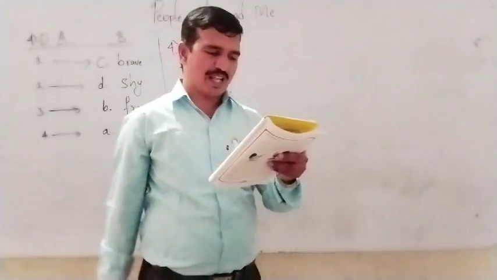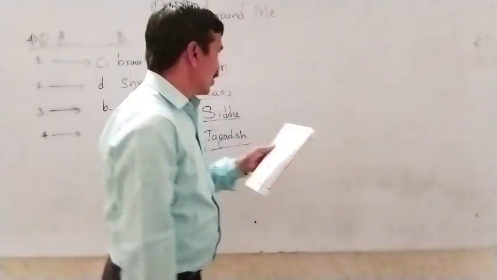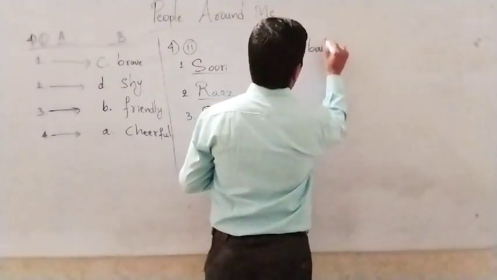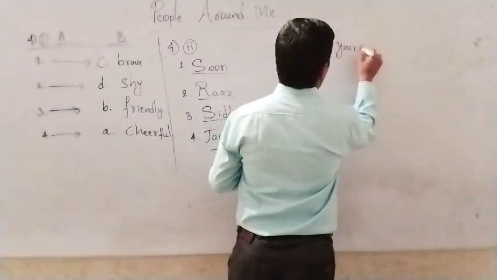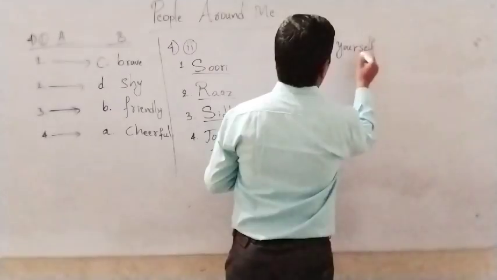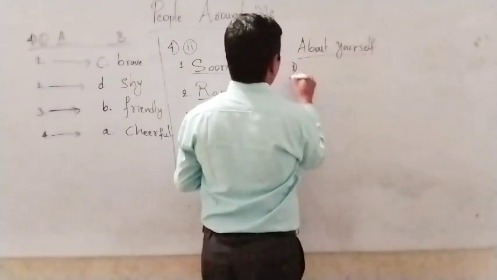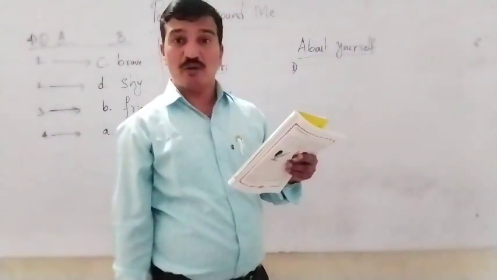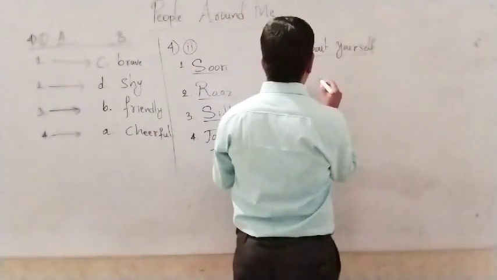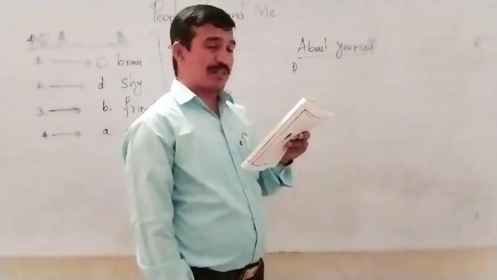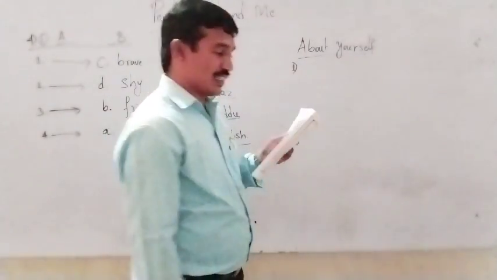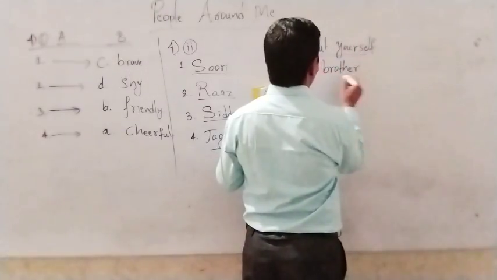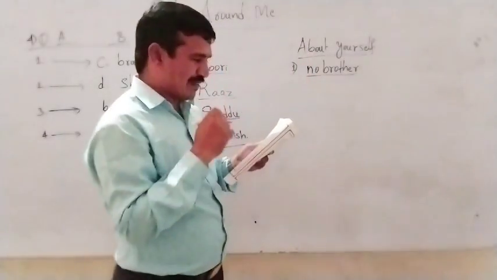Let us practice language. Next one. About yourself. Okay. See, I have dash brother. Here, Siri has one brother. I have dash brother. I have no brother. I don't have any brother.